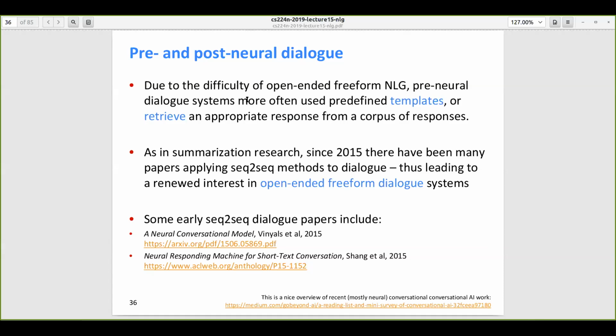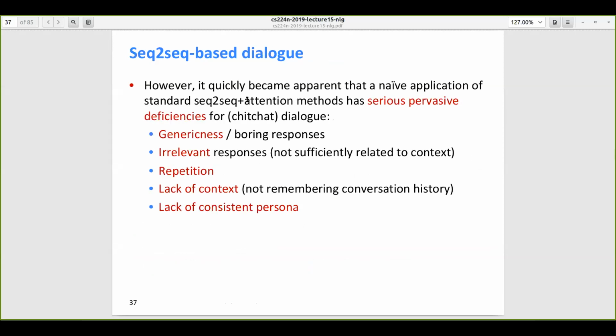Before neural networks, there used to be some sort of predefined templates or some sort of corpus of responses. Whenever the user asks something, the system gives a response from the closest match. That's how it used to be. And since 2015, with neural networks coming in, it has changed a lot. Now we are using sequence-to-sequence based dialogue systems, but even with this, there are still a lot of problems, even with whatever NLP developments we have seen.